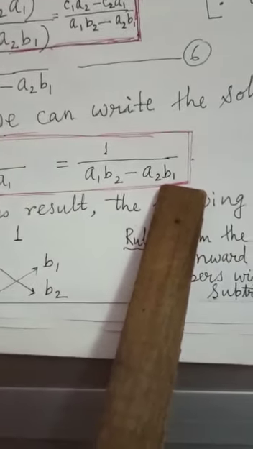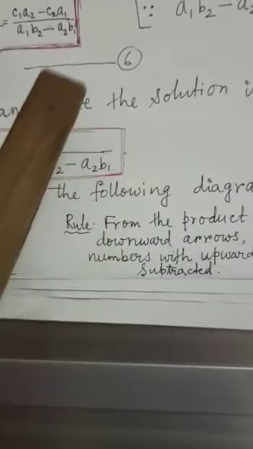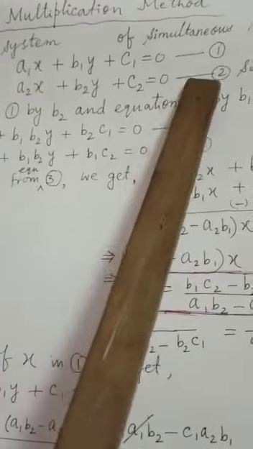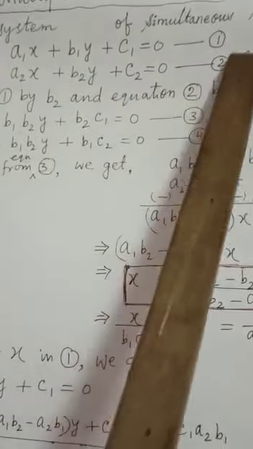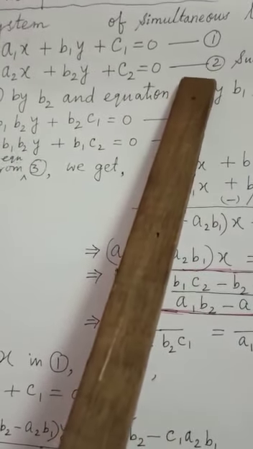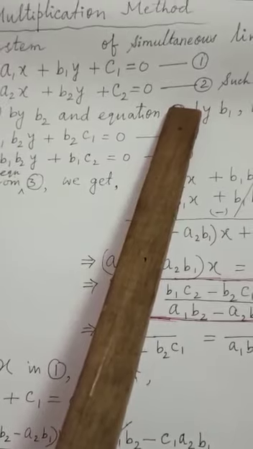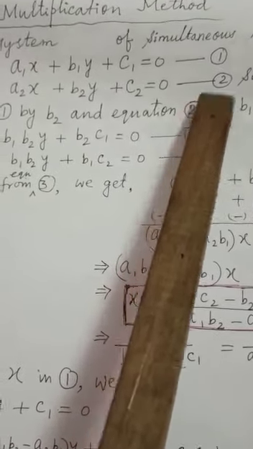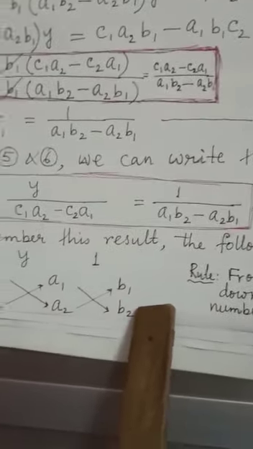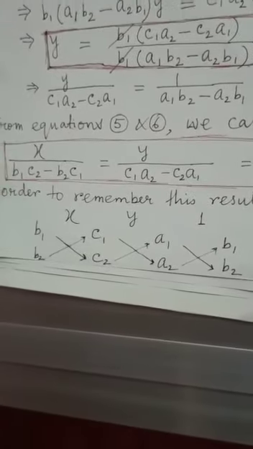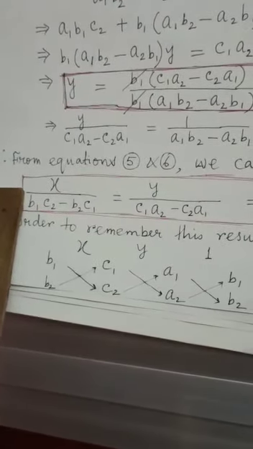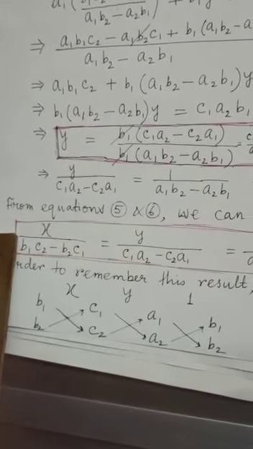So what have we learned today? Whenever a pair of linear equations is given to us to solve, first we have to write that pair in the standard form, which we did not have to do in the case of the elimination method and substitution method. After that we will draw this diagram, and then use this step to solve for x and y.